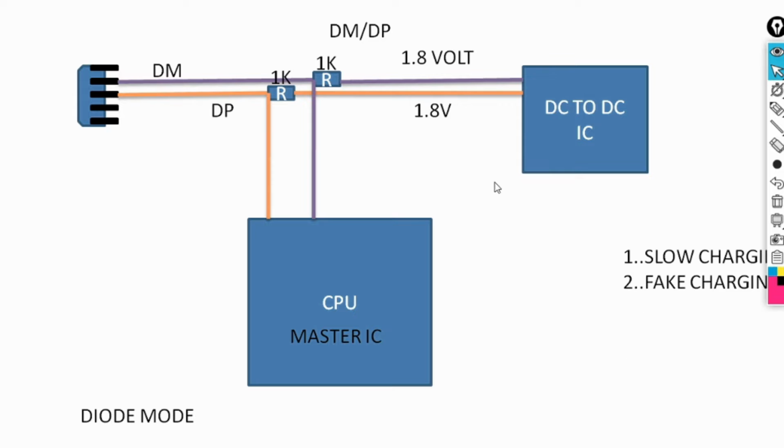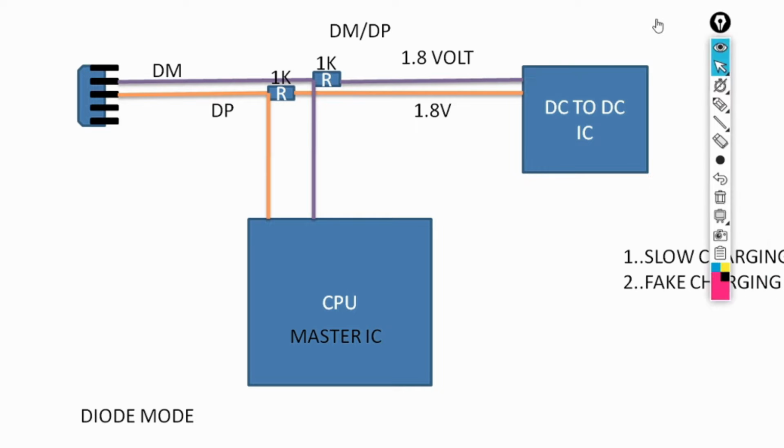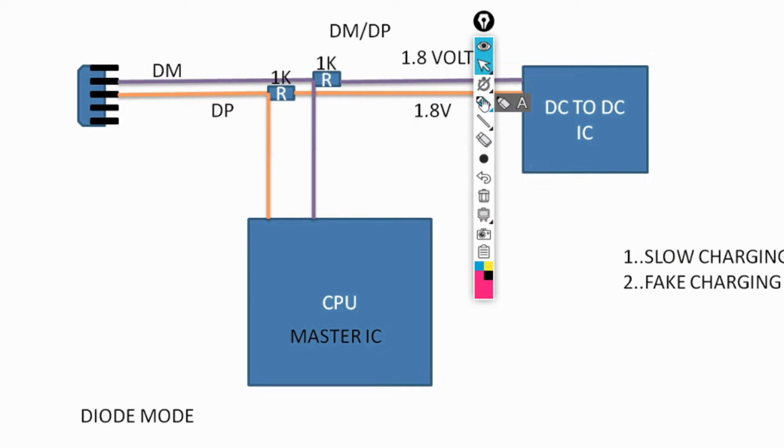Whenever DM or DP lines have a problem, open or short, you see some kind of problem. Like the first problem, slow charging. Your phone charges very slowly, and sometimes there is also a fake charging mode. Now what is fake charging? It only shows the charging symbol, but does not charge the battery, and also does not connect with your laptop or PC for data transfer, right?